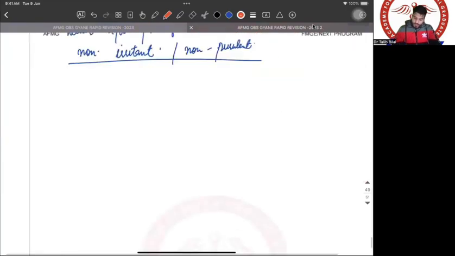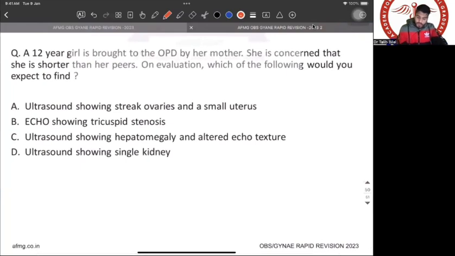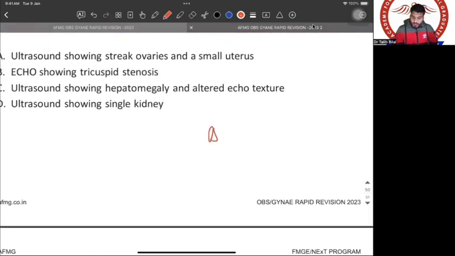Now let's move to the next question. A 12-year-old girl is brought to the OPD by her mother. She's concerned that she's shorter than her peers. On evaluation, which of the following would you expect to find? Okay, guys, short stature. So what will be your answer? Probable diagnosis mainly? It's Turner syndrome.